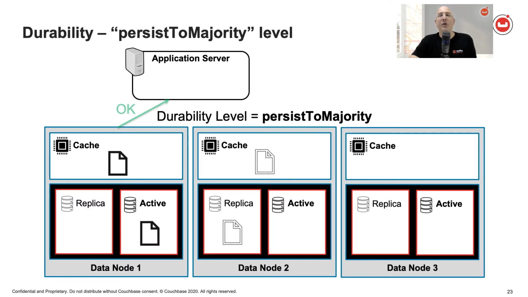Now, if both nodes crash, it doesn't matter which node recovers, the document is safe and sound on the disk of both nodes, and the change is not lost. Persist to majority is the most durable mode of Couchbase, but bear in mind that it is also the slowest mode. The client needs to wait for the whole process to finish, and that will impact the performance.